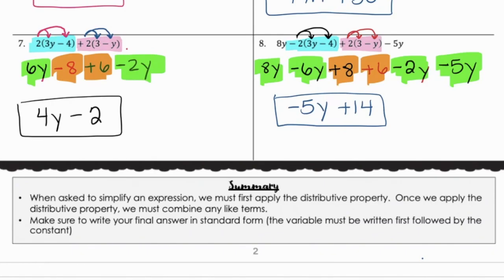So let's see what my summary says. When asked to simplify an expression, we must first apply the distributive property. Once we apply the distributive property, we must combine any like terms. So sometimes I'm lucky and there are no like terms, but most often you will have some like terms to do. Very important, we want to always make sure to write our final answer in standard form. That means that we want the variable written first, followed by the constant. And that is how we were writing all of our answers. That's known as standard form.